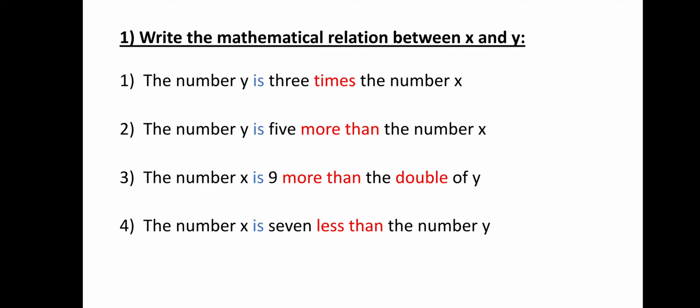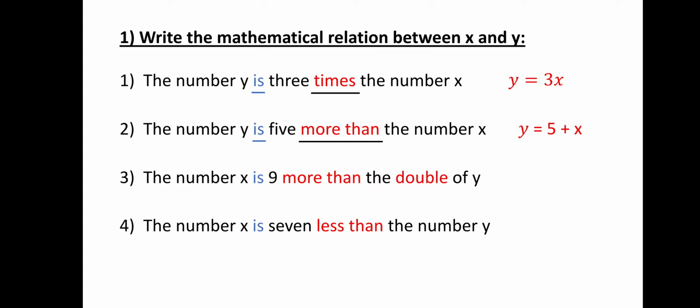Let's start. Write the mathematical relation between X and Y. Number 1, the number Y is 3 times the number X. Is means equal, and times means multiply. So it will be Y equals 3X. Number 2, the number Y is 5 more than the number X. More than is a keyword of addition, so it will be Y equals 5 plus X.